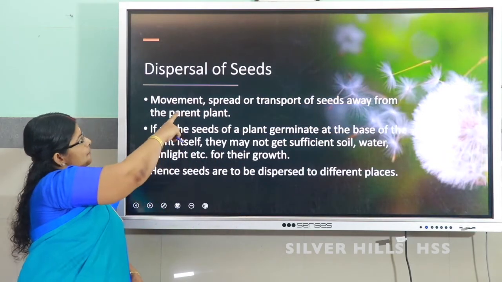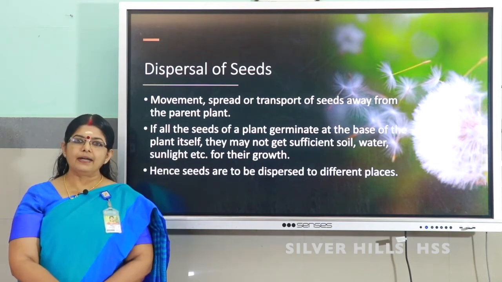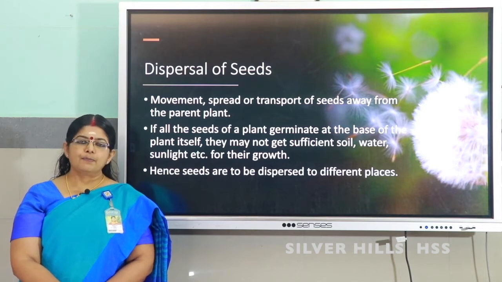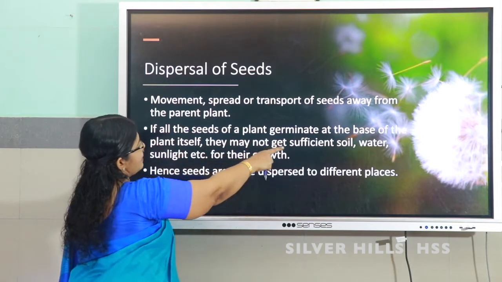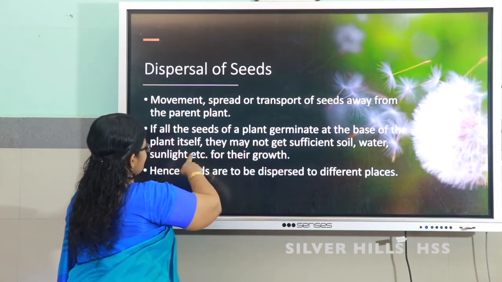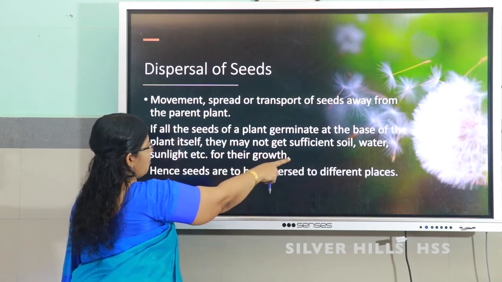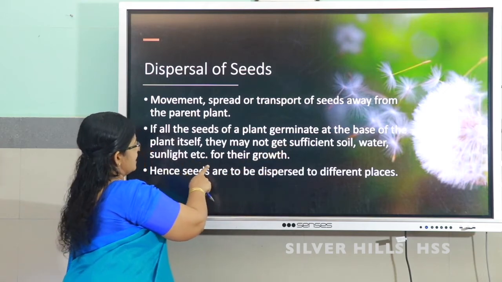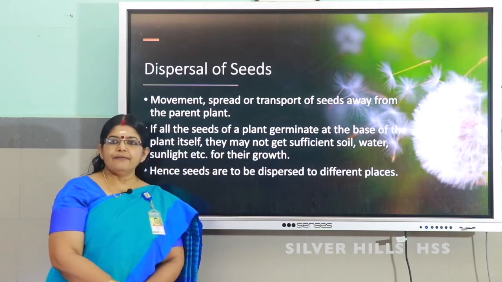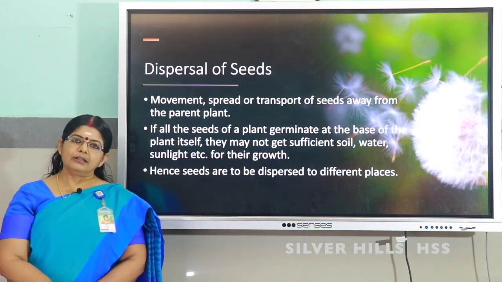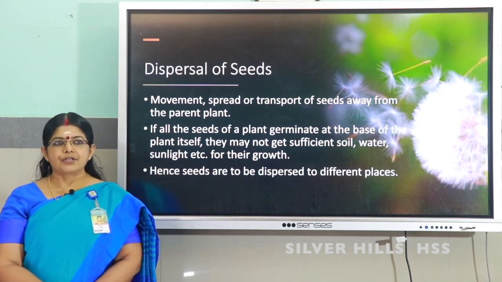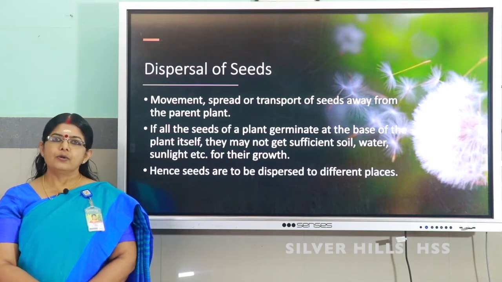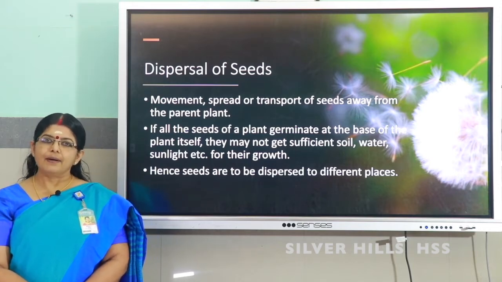What is dispersal of seeds? It is the movement, spread or transport of seeds away from the parent plant. Why is dispersal of seeds important? If all the seeds of a plant germinate at the base of the plant itself, they may not get sufficient soil, water, sunlight and so on for growth. If all the seeds grow under the mother plant itself, they won't get enough water, air or sufficient soil for growth. So, they should be dispersed to different places.